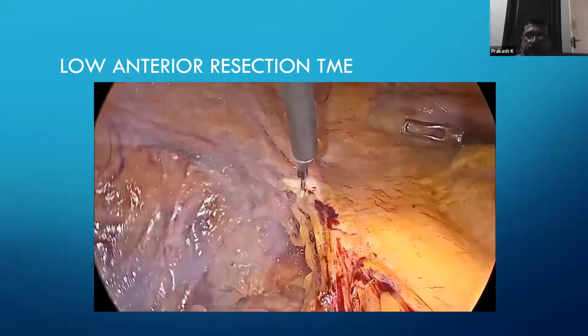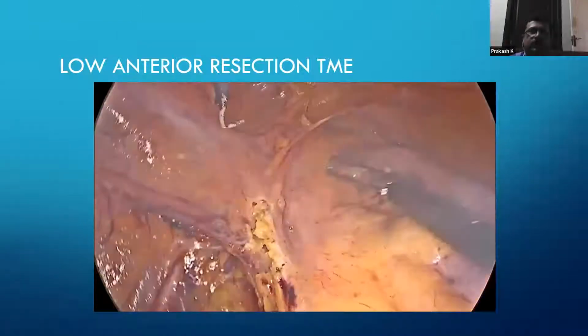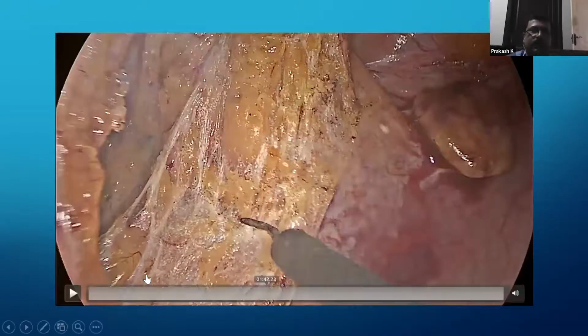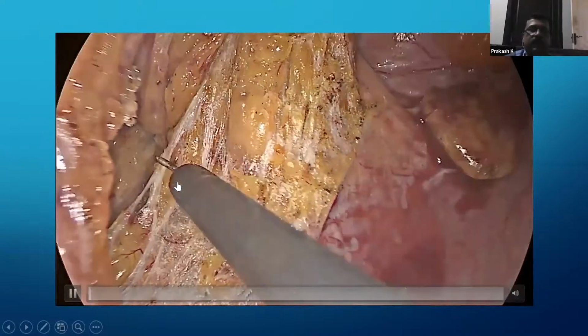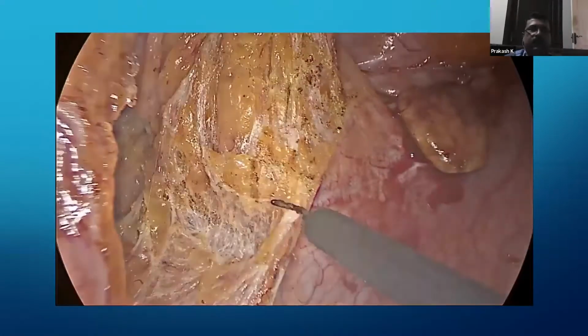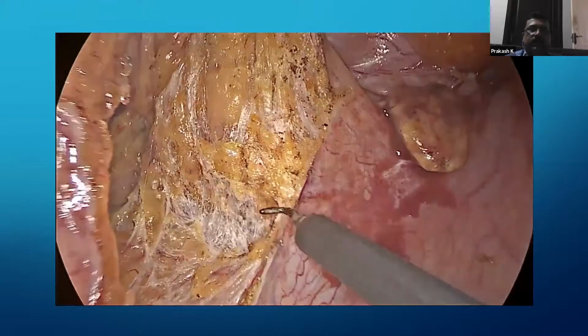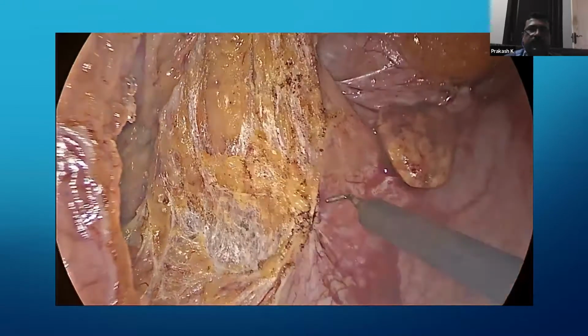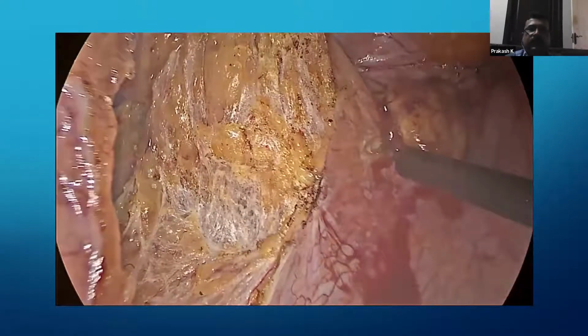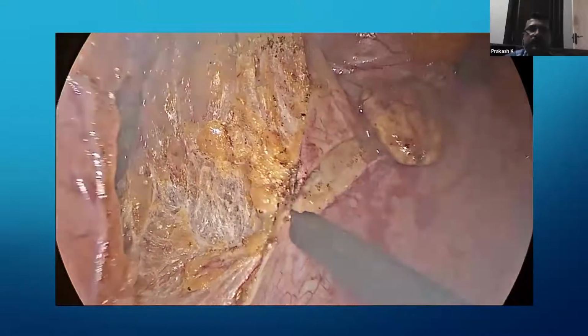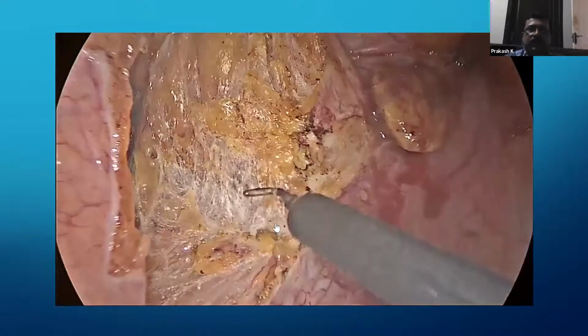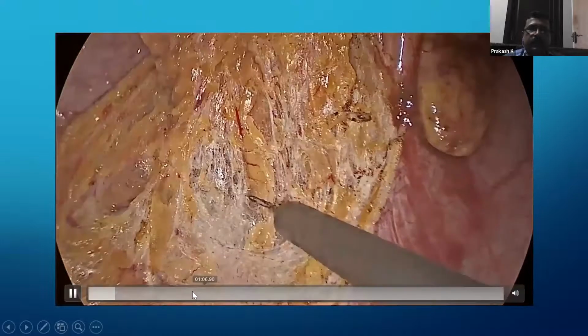So this is another TME, but at a slightly lower level. This patient had a very low tumor, around 4 centimeters from the anal verge. And here we have done a partial intersphincteric type of resection. So here the mobilization has to be a little more thorough. We'll skip the initial part.